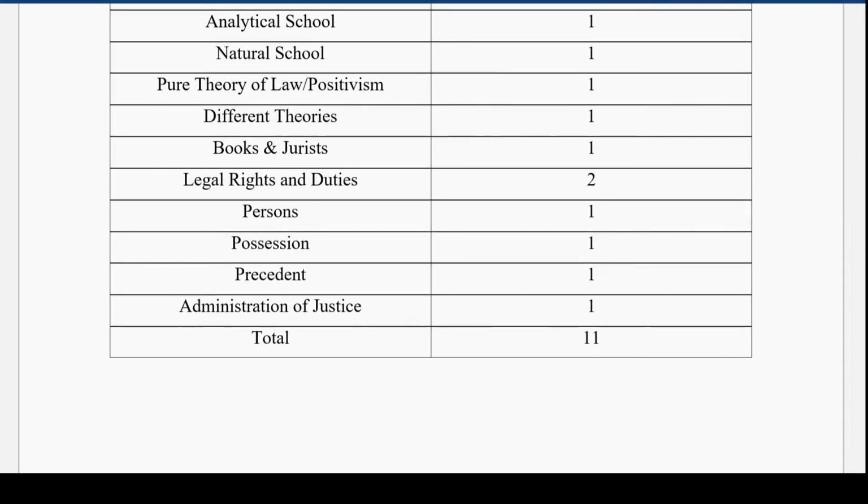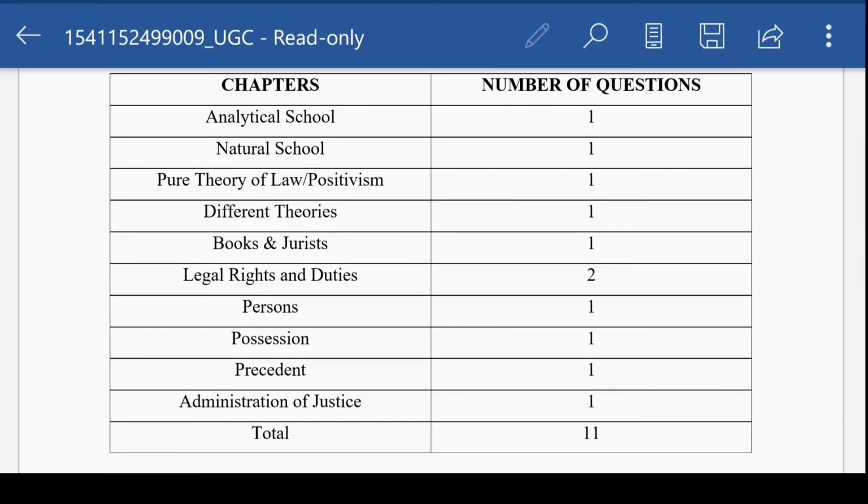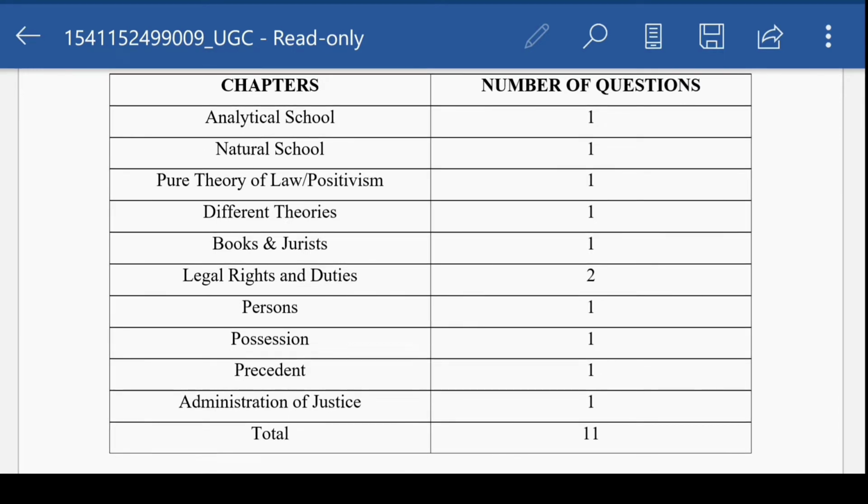So in total there are 11 questions, and school of jurisprudence has around 4 to 5 questions. Legal rights and duties, persons and possession, though ownership hasn't come, has around 4 questions. So school of jurisprudence and the legal rights, duties, persons and possession are sharing 9 out of 11 questions. So you know where the focus is and you can prepare accordingly.